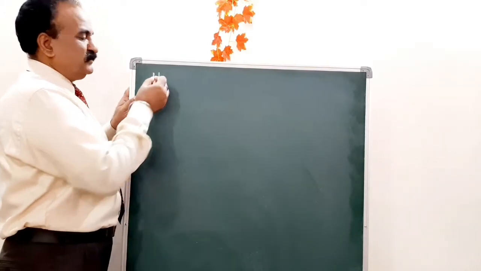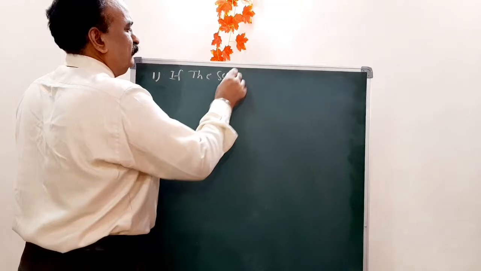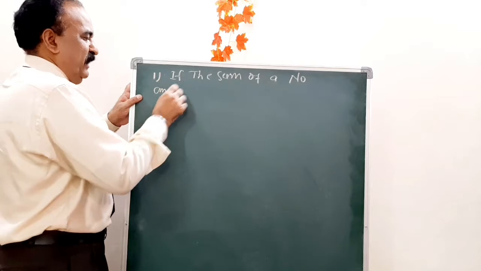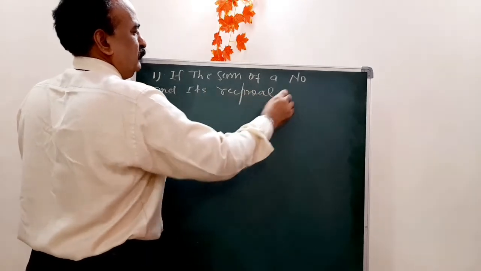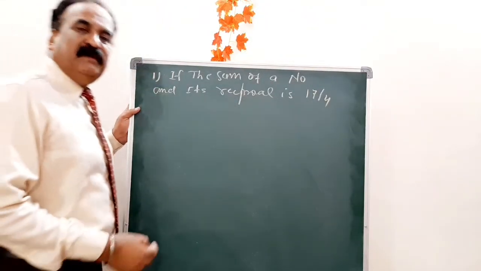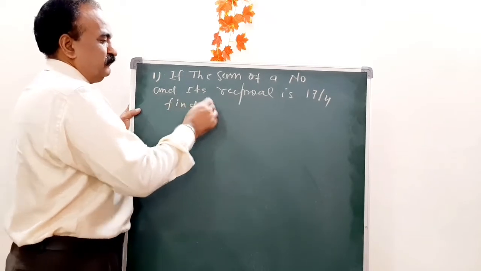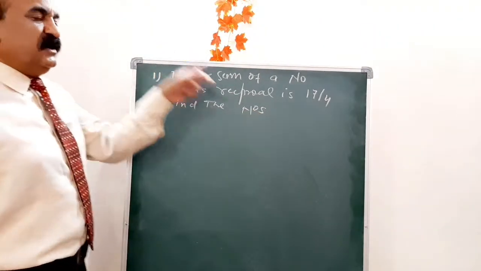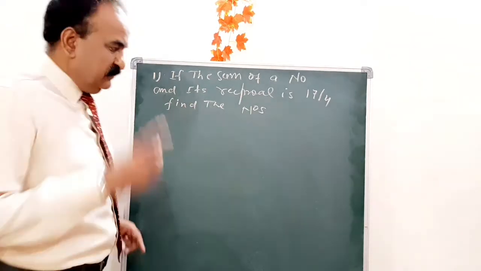First question is, if the sum of a number and its reciprocal is 17 by 4, then find the numbers. My question is, if the sum of a number and its reciprocal is 17 by 4, then find the numbers.